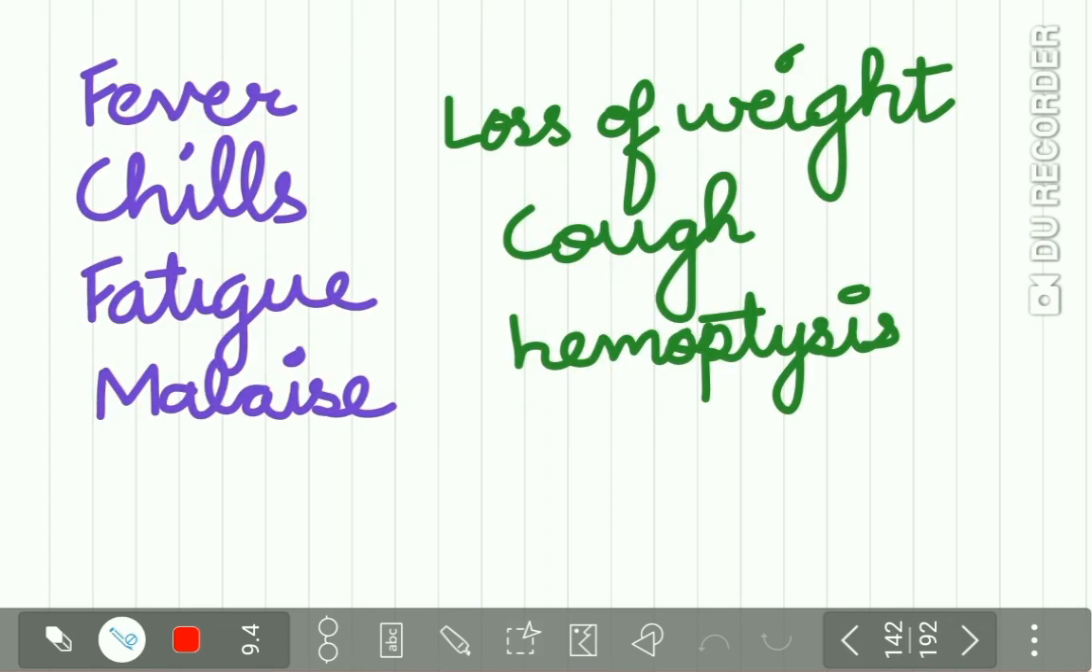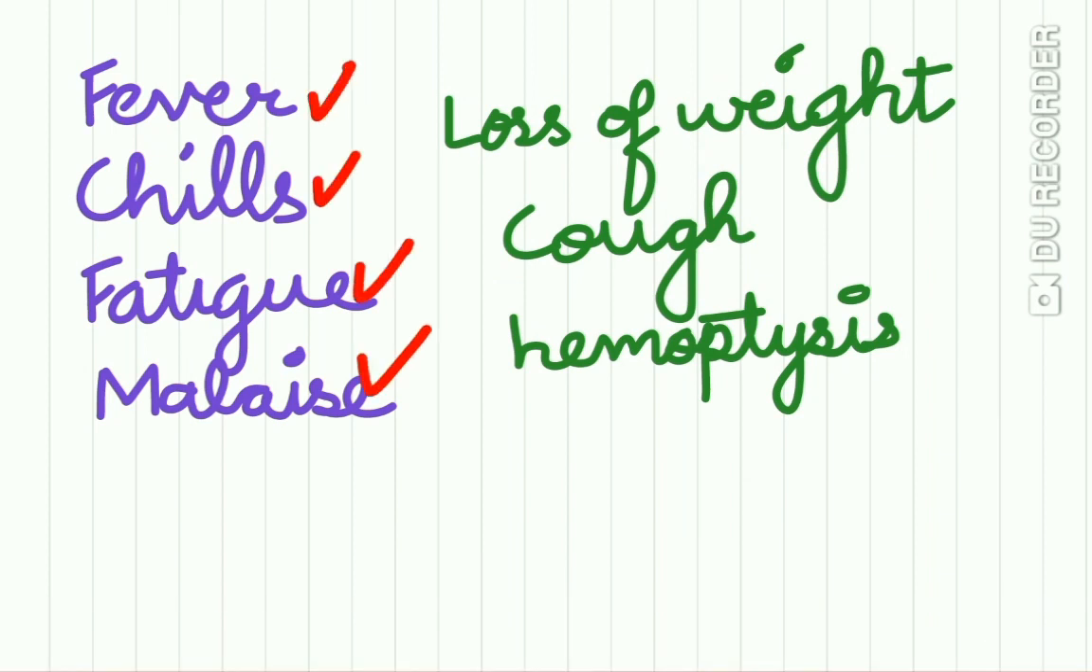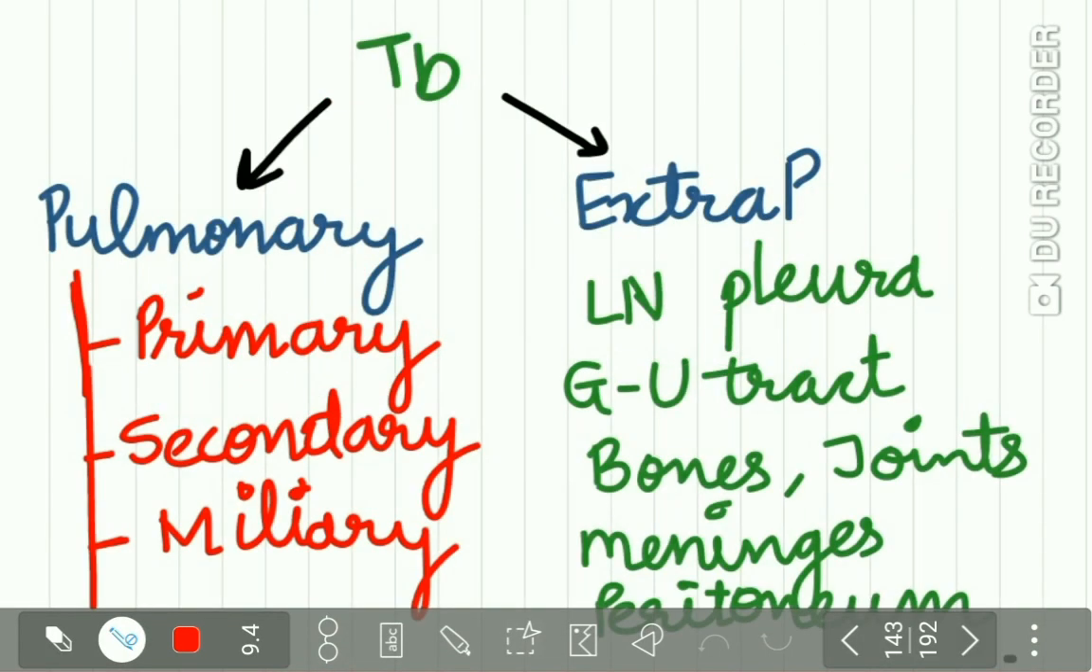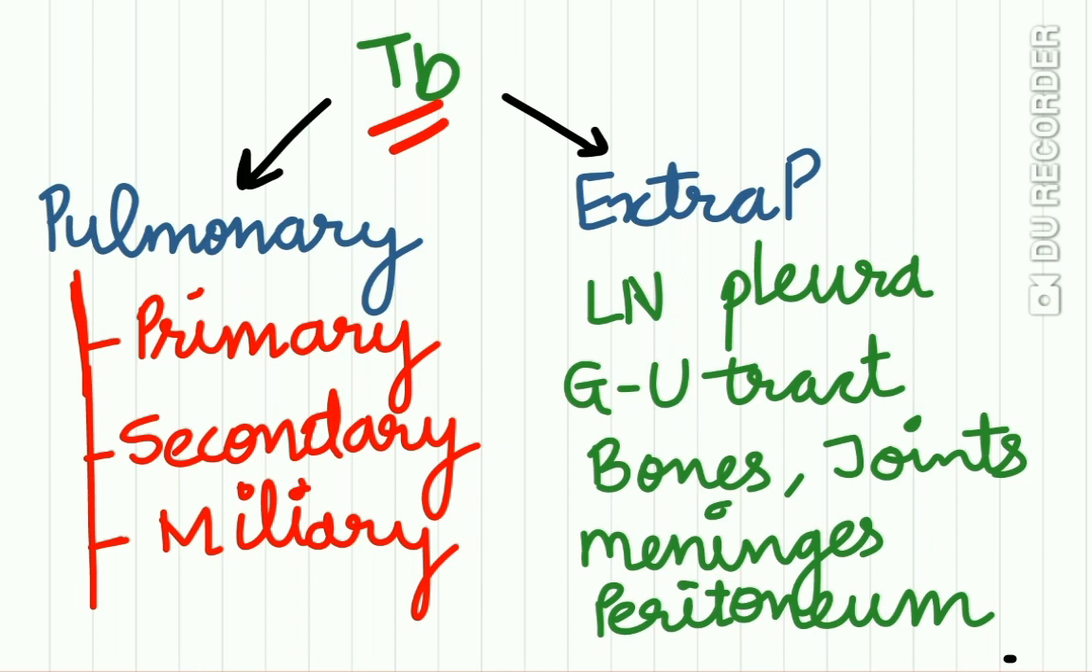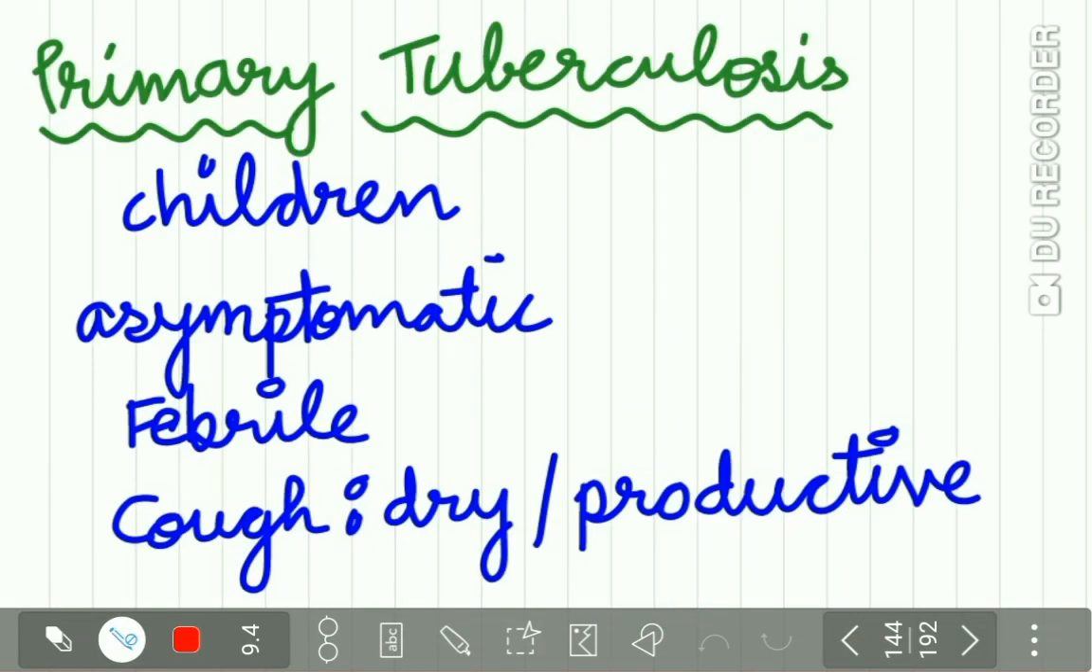Now, the clinical features: patients may exhibit fever, chills, fatigue, malaise, loss of weight, cough and hemoptysis. Tuberculosis may be classified as pulmonary and extrapulmonary. Pulmonary tuberculosis may be primary, secondary and miliary, while the extrapulmonary tuberculosis may involve the lymph nodes, the pleura, the genitourinary tract, bones, joints, meninges and even the peritoneum.